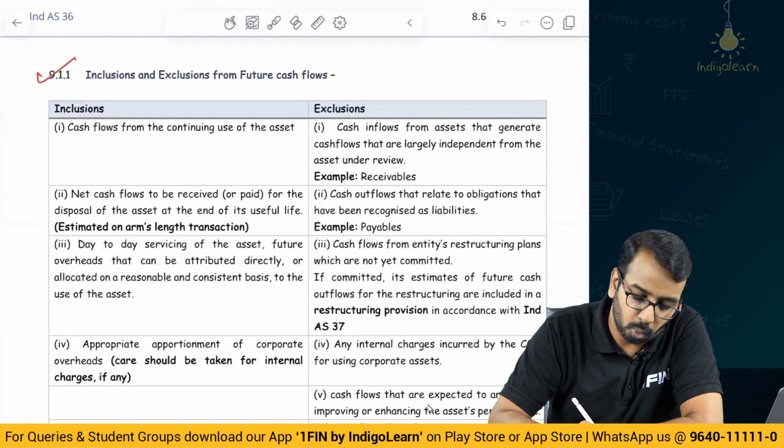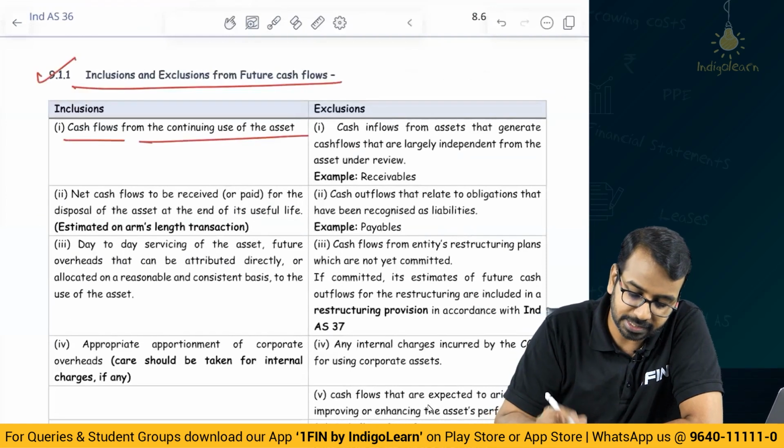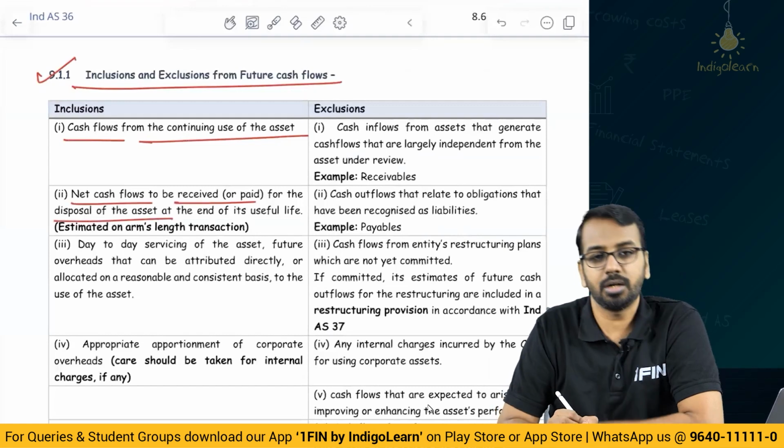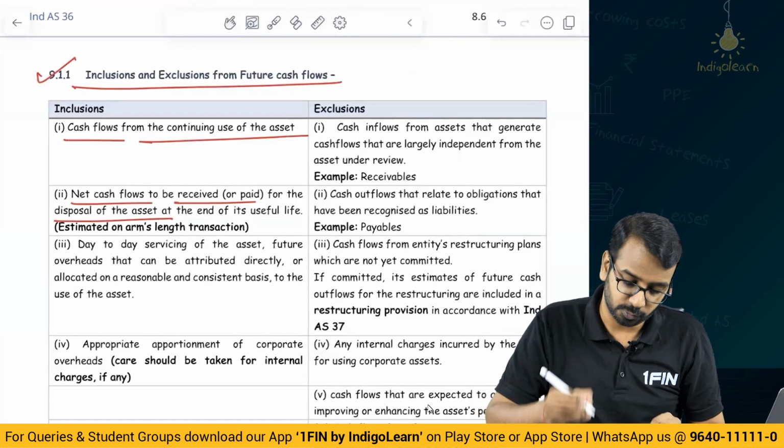This is important. What all will you include and exclude from the cash flows? Include cash flows from the use of the asset, yes. Net cash flows to be received at the time of disposal. So one is when you continuously use it, second is when you actually dispose it.